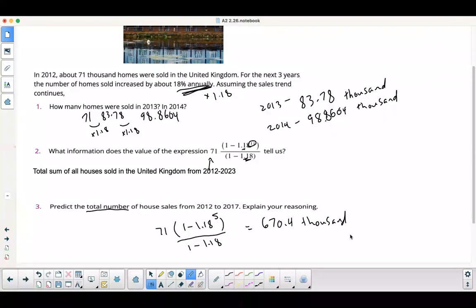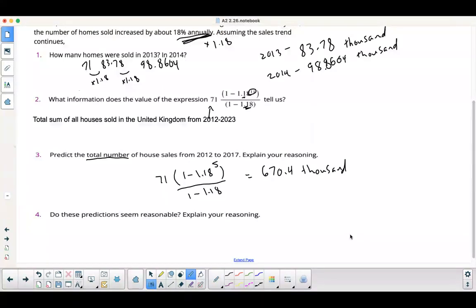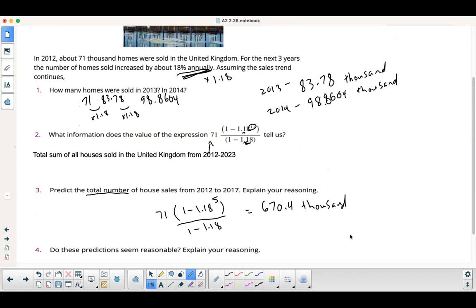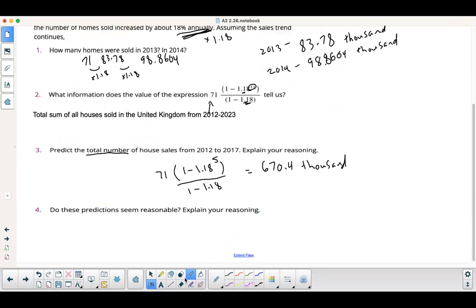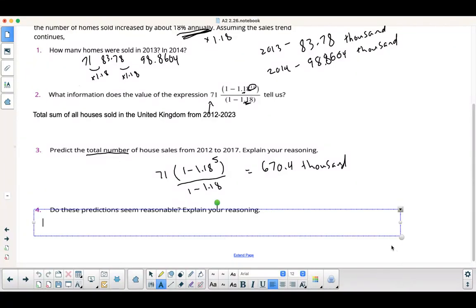thousand. Okay. Last question. Do these predictions seem reasonable? Explain your reasoning. I mean, it seems like it would be hard to keep that level of growth forever. Okay.